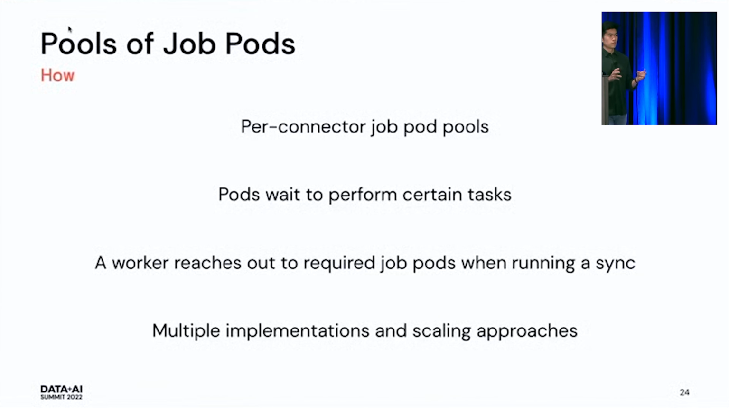So the last sort of naive approach I want to talk about is what we call pools of job pods. How this works is you have per connector or integration job pod pools, and all of these pods are waiting around to perform a certain task, right? And so going back to the CLI example, if let's say your orchestrator or the worker needs to do something, it just reaches out to one of these job pods and says, hey, read this data for me or write this data for me. There are a lot of ways of implementing this. It's kind of a huge space as well. We're not going to have time to talk about it today.